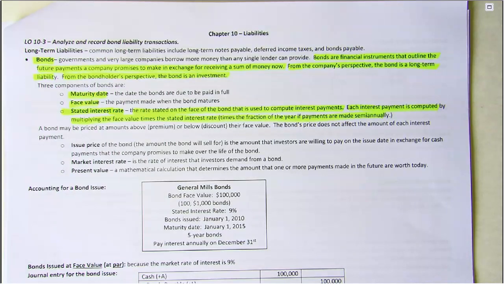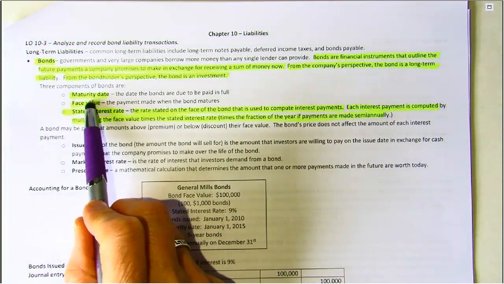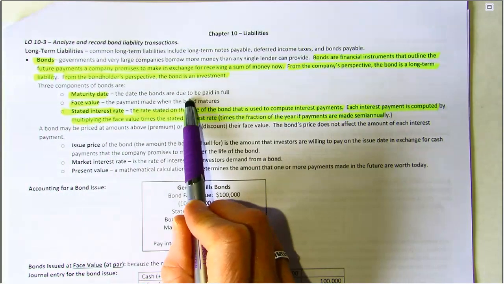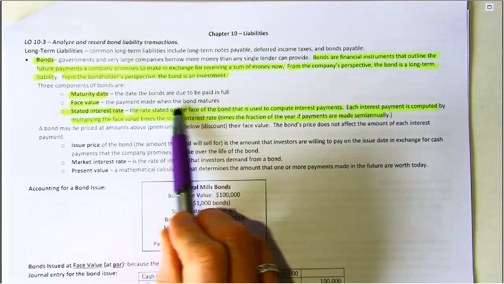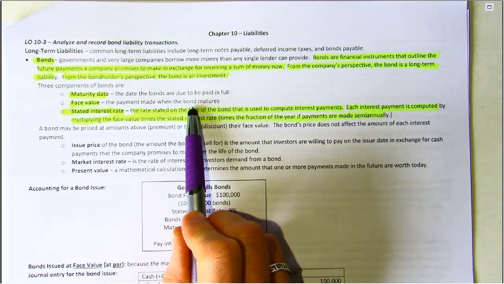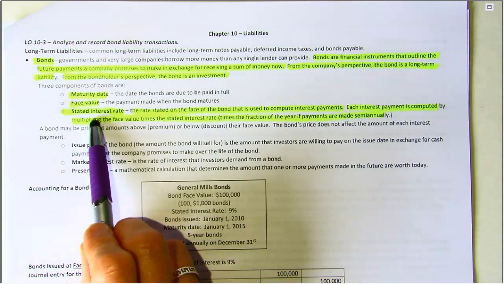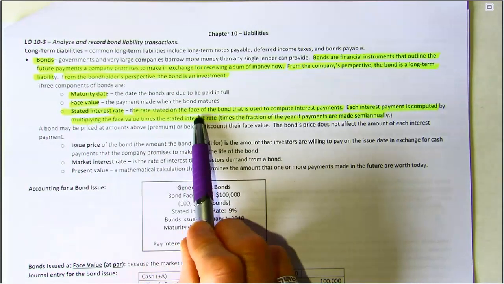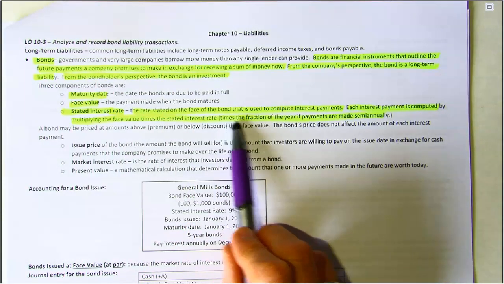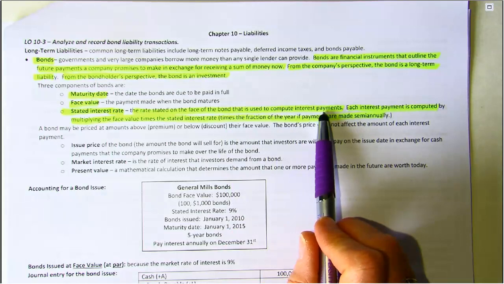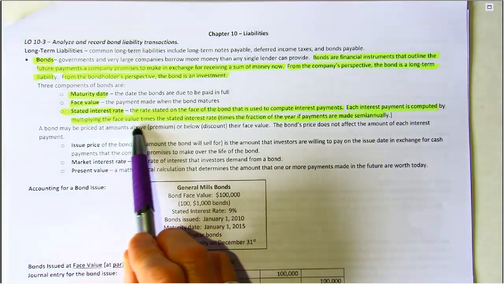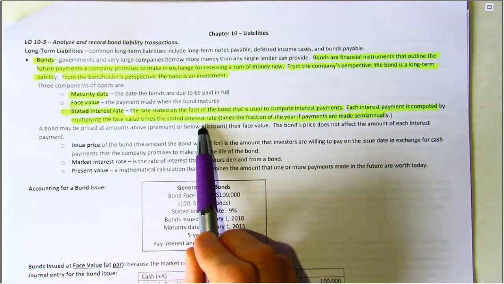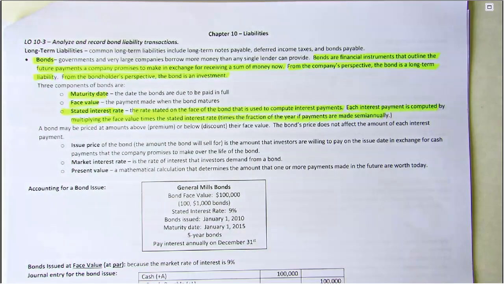There's a bond market. Okay, so there's three components. We've got the maturity date. That's the date that the bonds are due to be paid in full. The face value. That's the payment that needs to be made when the bond matures. We usually call that the principal. And then the stated interest rate. That's the interest rate that's stated on the face of the bond that's used to compute interest payments. Each interest payment is computed by multiplying the face value, or principal, times the stated interest rate, times the fraction of the year that the payment is made for if they're made semi-annually. In other words, P times R times T, the same formula that we've used in the past to calculate interest.